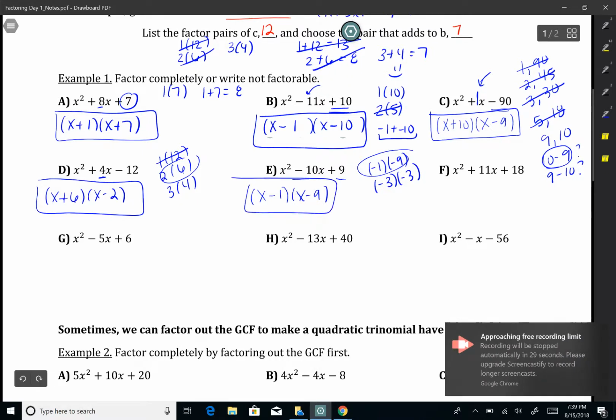Okay, we are going to finish this learning target in class tomorrow.